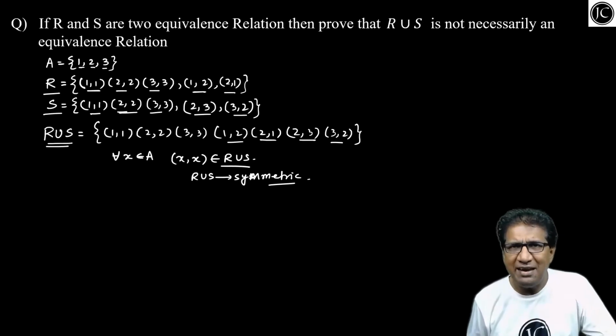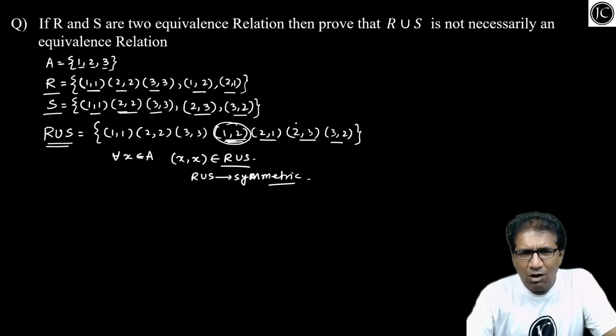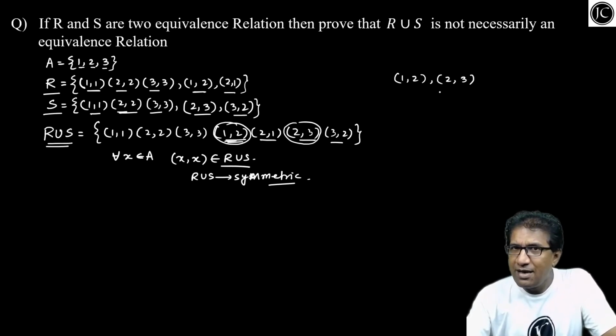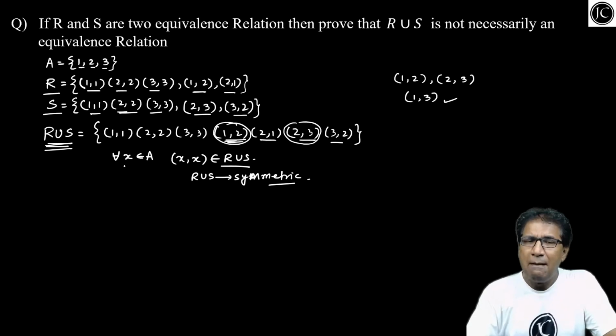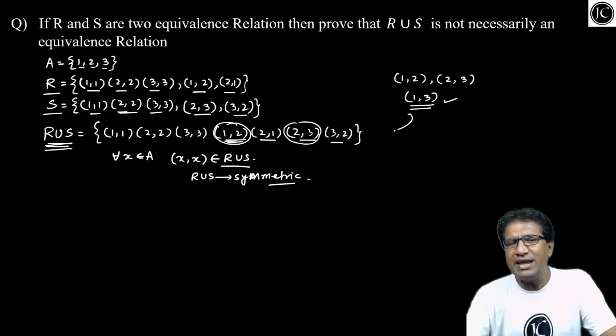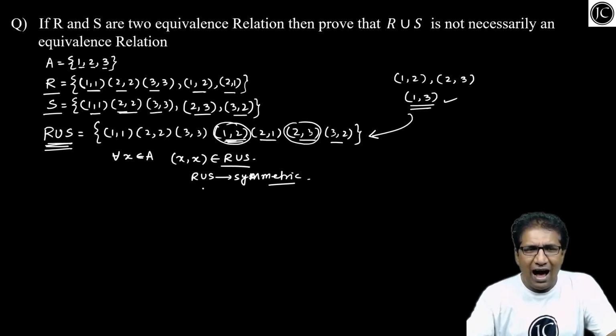ये क्या ट्रांजिटिव है? Let us see. देखो बच्चों, 1,2 है, 2,3 है. Yes or no? We are having 1,2, 2,3. अगर ये ट्रांजिटिव है, then 1,3 must present in this relation R union S. But unfortunately, 1,3 is not present in this relation. Therefore, R union S is not transitive.